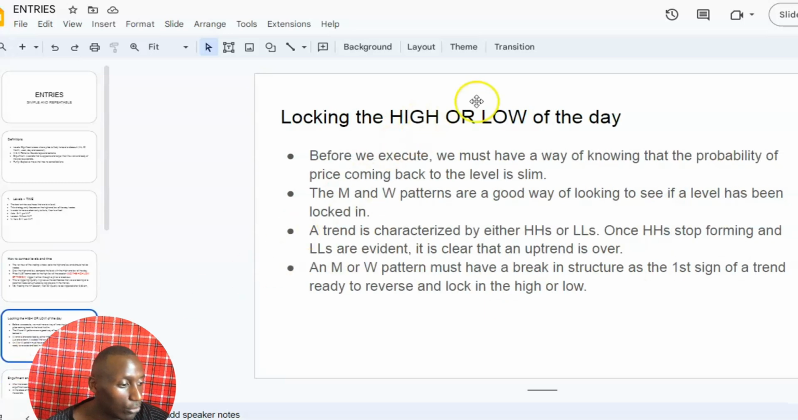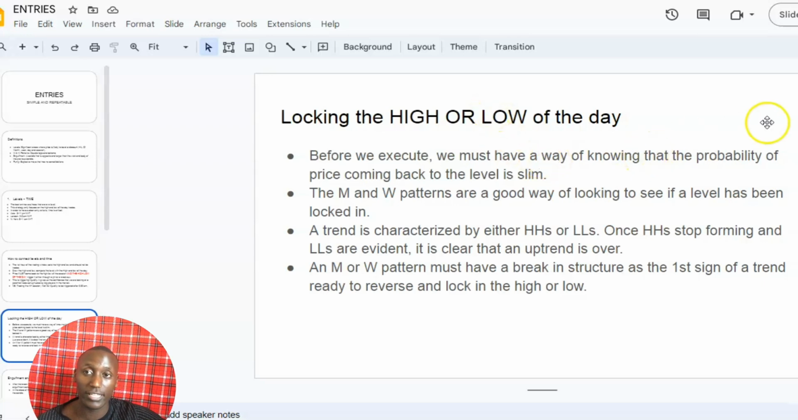Now, looking for the high, locking the high or the low of the day. Before we execute, we must have a way of knowing that the high has been locked in. And when we enter this trade, the probability of this trade coming back to our stop loss, we need to minimize it, or let it be slim to none.